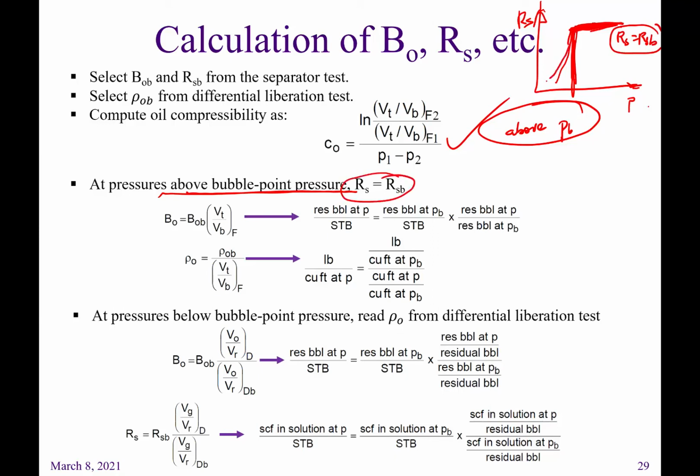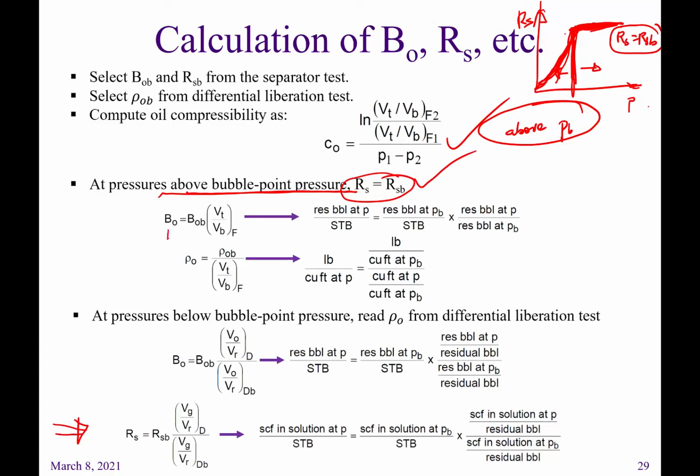How about below? Well, we have equations for that. And we'll talk about that later when we get here. So that's how we calculate the values of RS below bubble point. This is above bubble point, this is below bubble point. So RS is just a constant value above bubble point.